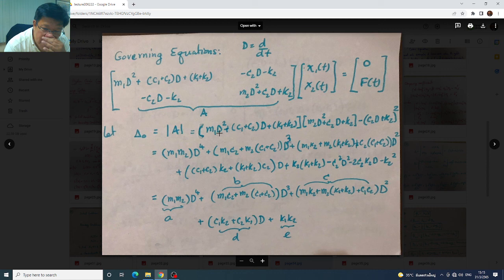Once you multiply these two, you get the fourth order system here. I am not going to explain much about this. It is very simple algebra. You can multiply m1 times m2 to get D to the 4. For D to the 3, you need to multiply this by this, and this by this. D squared times D in the second term again, and then the D squared second term multiplied by the D term in the first equation here.